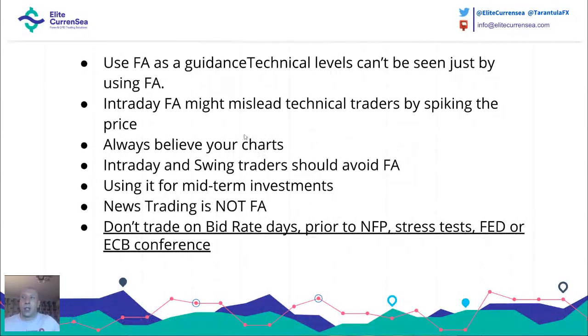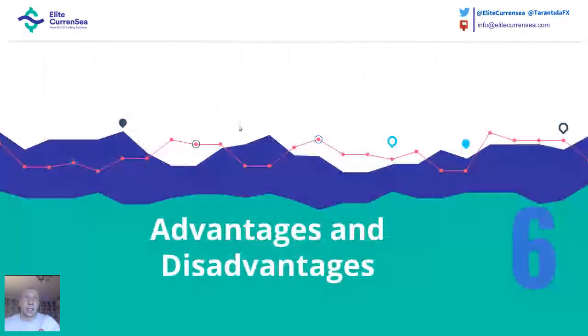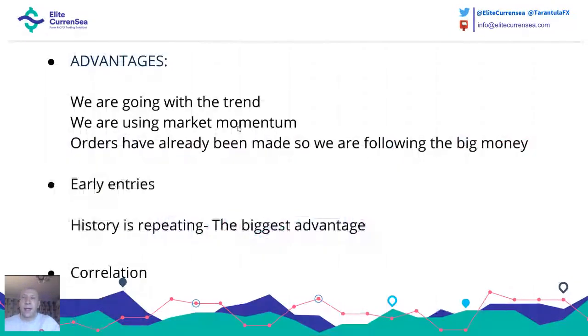Now, the advantages and disadvantages of technical analysis. The advantages are multiple. We are going with a trend. We are using market momentum. Orders have already been made, so we are following big money. It gives us early entries because history repeats itself. That is the biggest advantage of trading the Forex market, of analyzing the price. So the basis of my technical analysis is that price repeats itself.